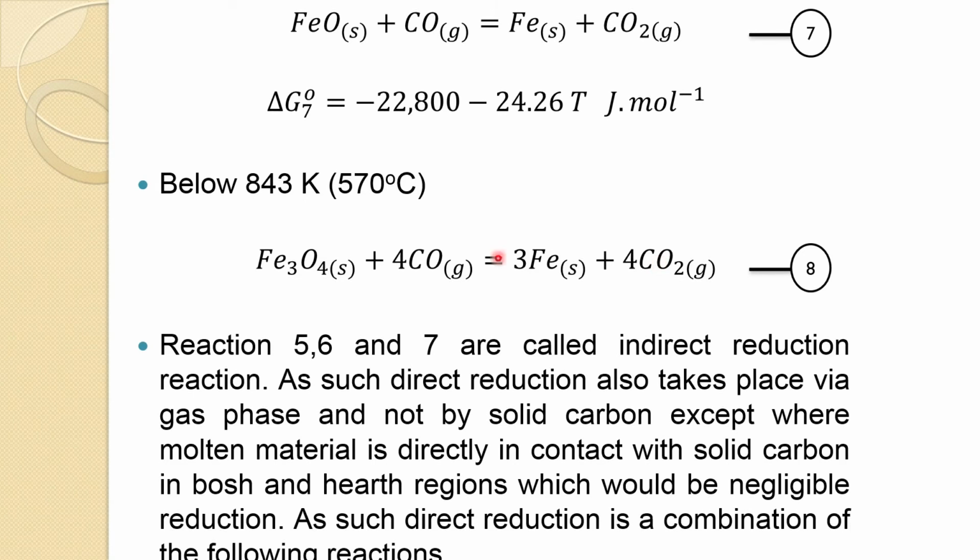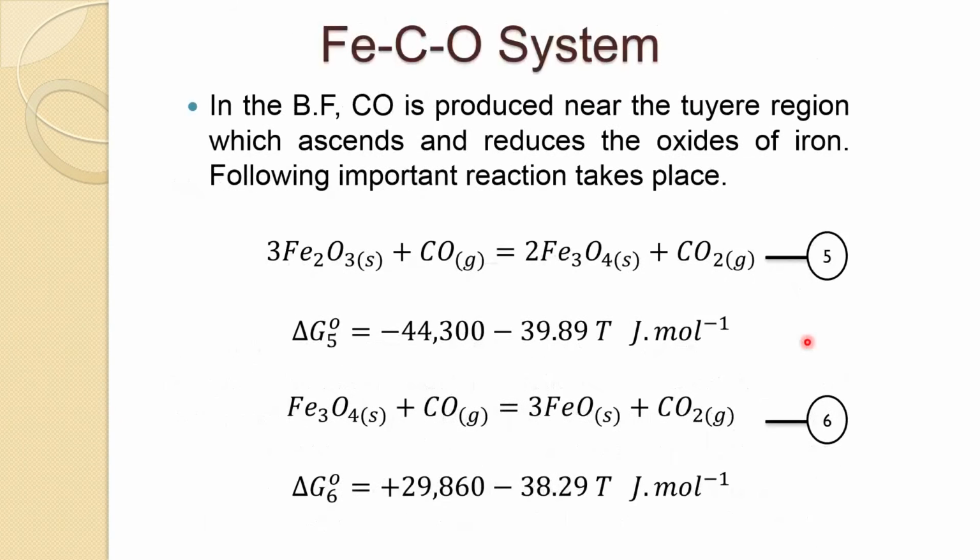In fact, some of the iron has been found in the upper zone of the blast furnace. So, this reaction also sometimes occurs below 843 Kelvin. Reactions 5, 6 and 7 are called indirect reduction reactions. You can see they are getting indirectly reduced by CO.